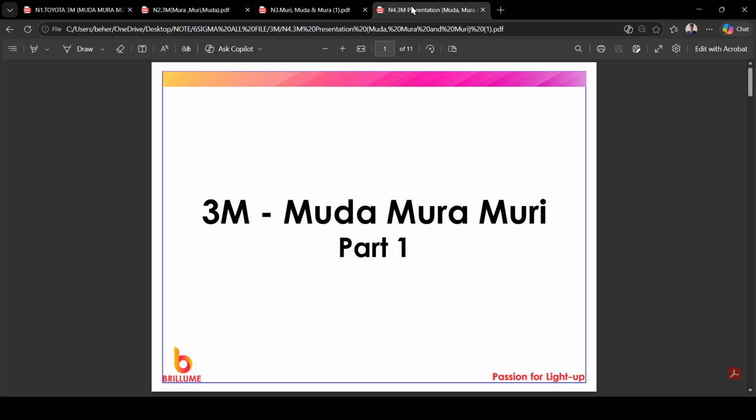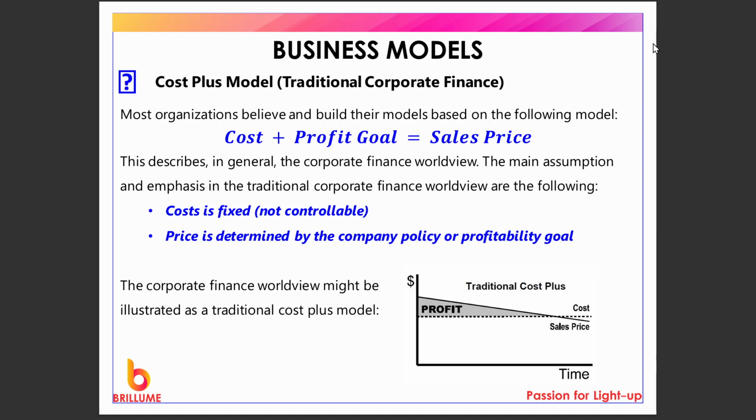Then the last video is the same topic. The last video was the more important video. First, the business model, cost plus. Traditionally, most organizations deliver with a model based on cost plus profitability: sales price reduced by the cost, which is not controlled.